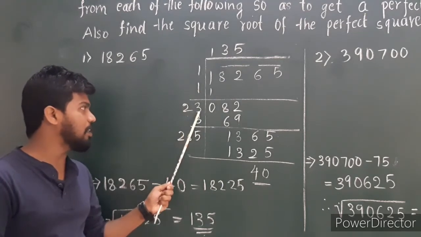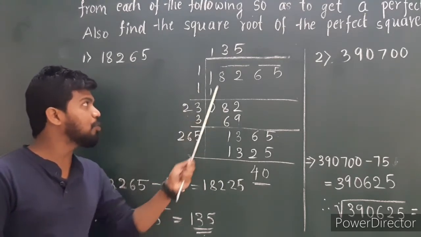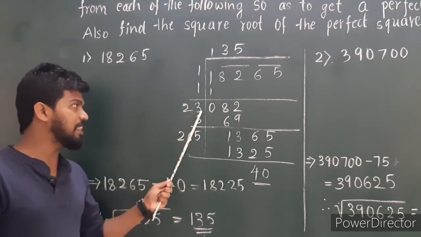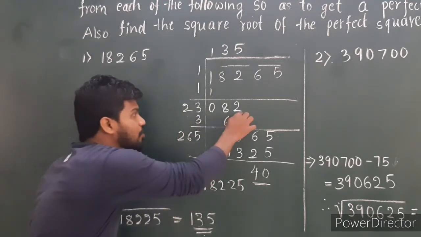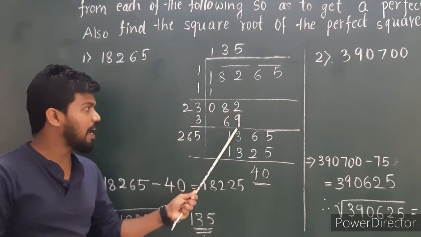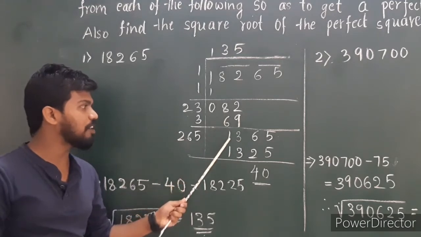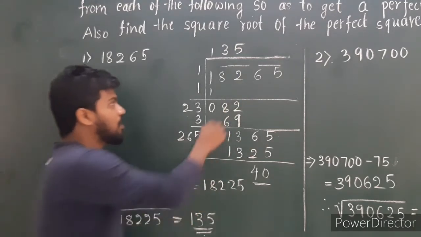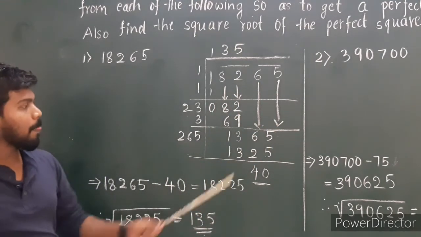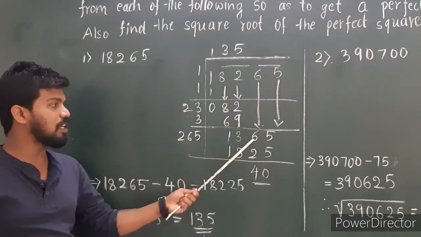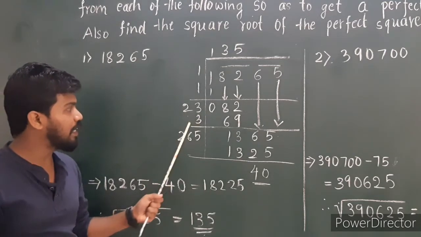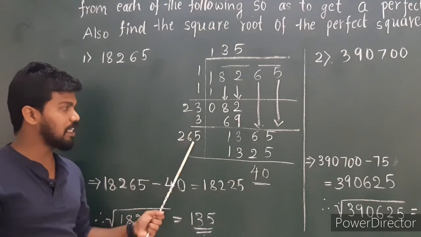So now you take the number 3. Since if you take 2, 22 into 2 you get 44, that is too small compared to 82, therefore you take 3. So 23 into 3 you get 69. So 12 minus 9 you get 3 and 7 minus 6 you get 1. So next you take the next two numbers, that is 65, so 6 and 5. So now it is 1,365 and here, 23 plus 3 is 26.